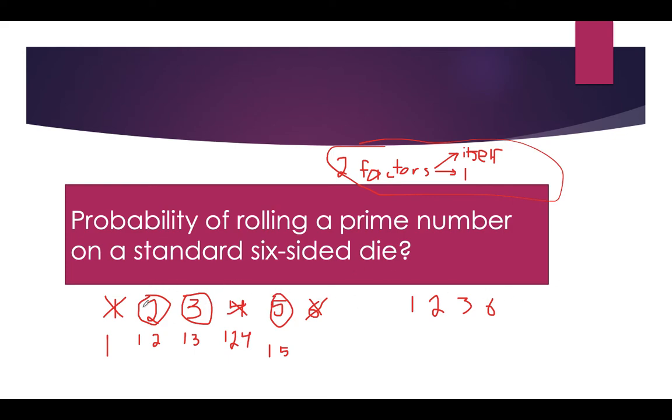3 outcomes we are interested in. There are 6 in total. So the probability would be 3 over 6, or simplify that, 1 over 2. And if I did ask you for a decimal, you could tell me 0.5. If I asked you to give me a percent, you multiply that by 100%, and you get 50%.